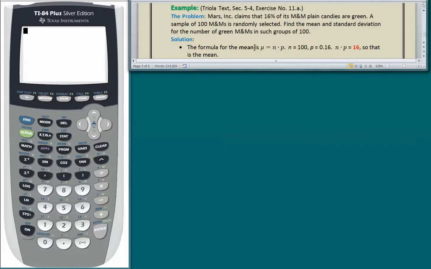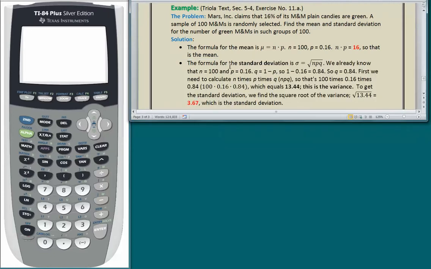The formula for the mean is mu equals n times p. In this case, n equals 100, p equals 0.16. So 100 times 0.16 is 16. So that is the mean. The formula for the standard deviation is sigma equals the square root of npq. We already know that n equals 100 and p equals 0.16. q equals 1 minus p, so 1 minus 0.16 equals 0.84. So that is q, 0.84.